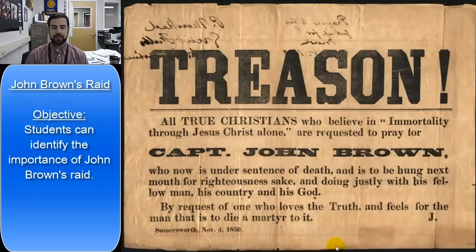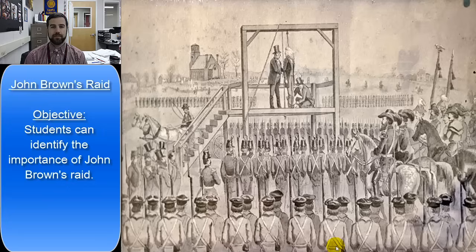So here's a sign back there. Treason. All true Christians who believe in immortality through Jesus Christ alone are requested to pray for Captain John Brown. So John Brown's going to be seen as a martyr, somebody willing to die for the end of slavery in America. So in the North, many will view him that way, while Southerners are going to view him as a terrorist who's trying to cause terror and bloodshed in the South. And then here's a picture showing the hanging here of John Brown.